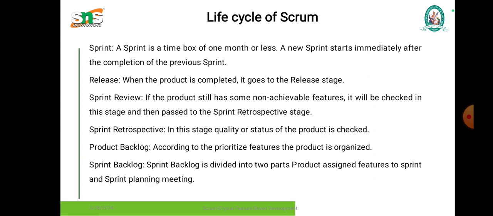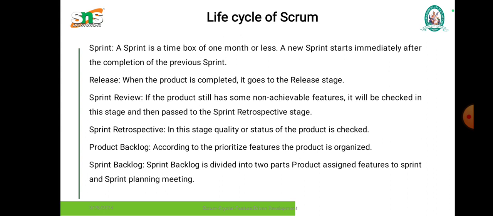And the life cycle of Scrum has 6 parts: sprint, release, sprint review, sprint retrospective, product backlog, and sprint backlog. Let's discuss them one by one. The first one is sprint. A sprint is a time box of 1 month or less. A new sprint starts immediately after the completion of the previous sprint.